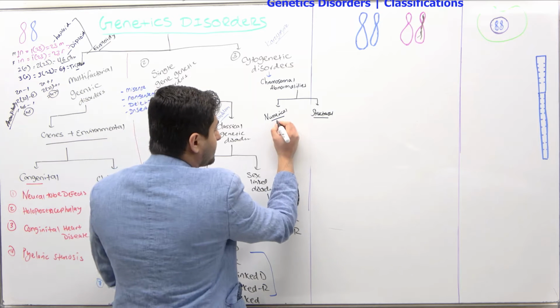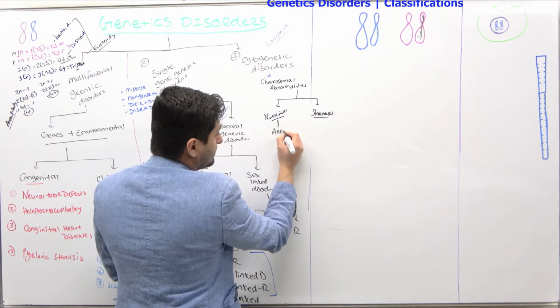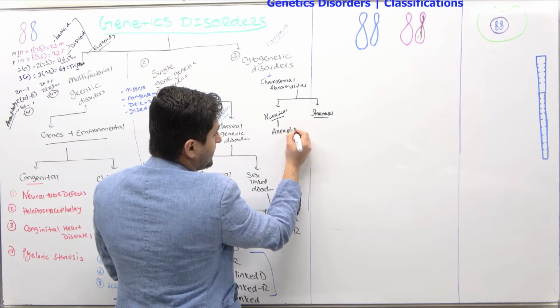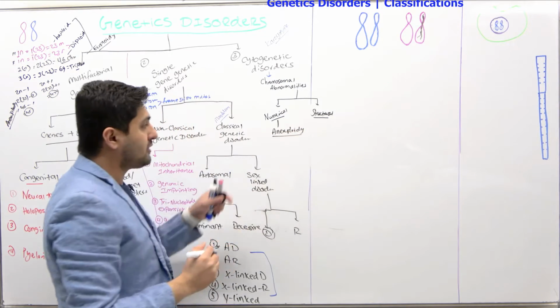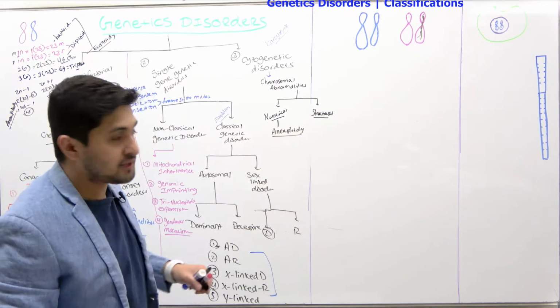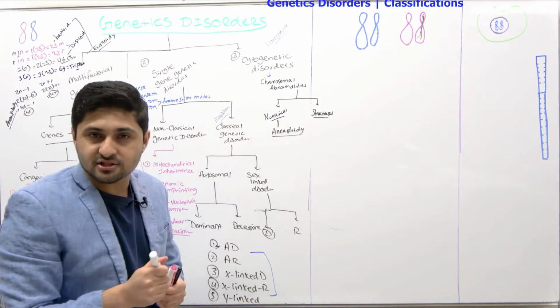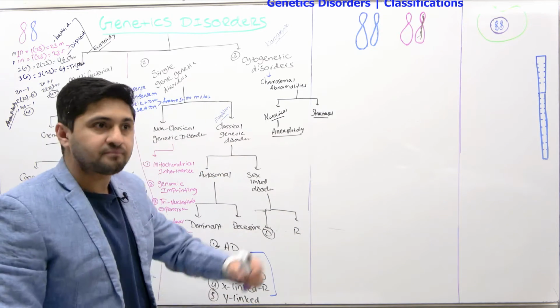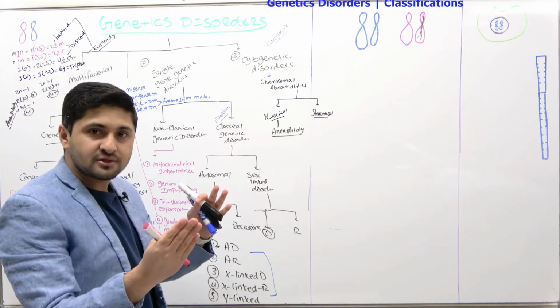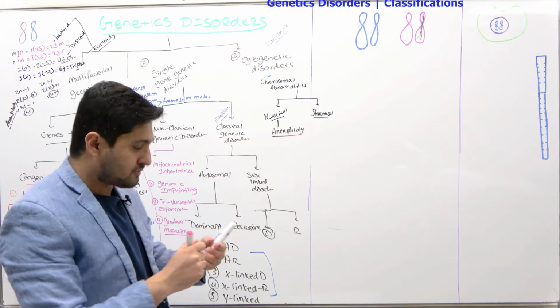So you could have something called aneuploidy, right? This is what it means. In aneuploidy, the 'an' refers to a gain or loss. This aneuploidy can be because there is an extra chromosome, or because there is a missing chromosome.